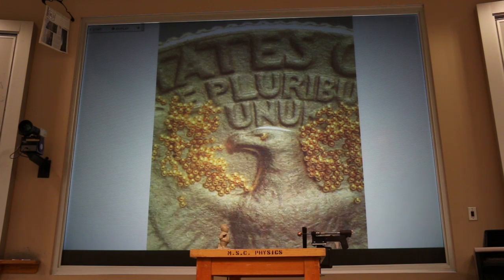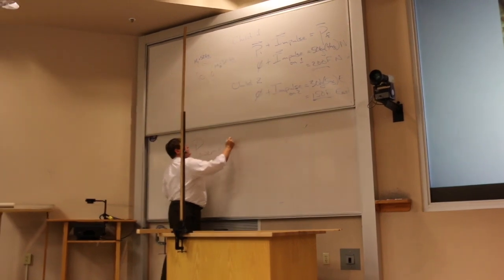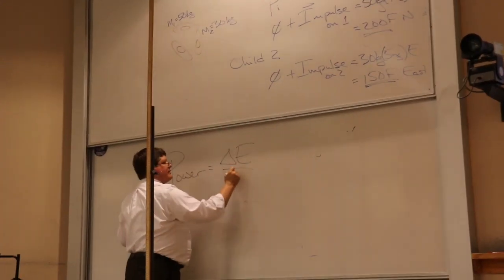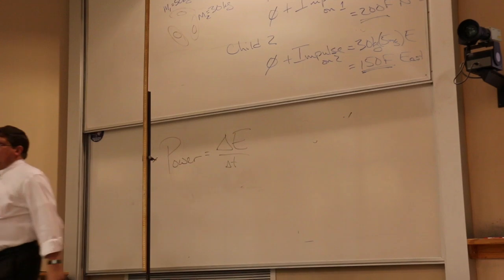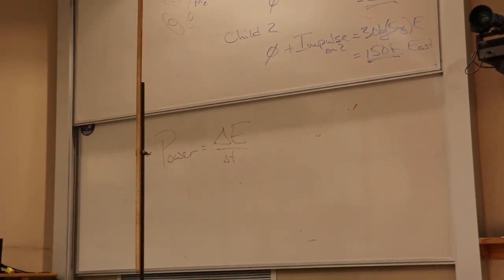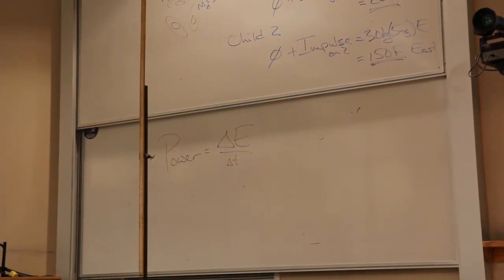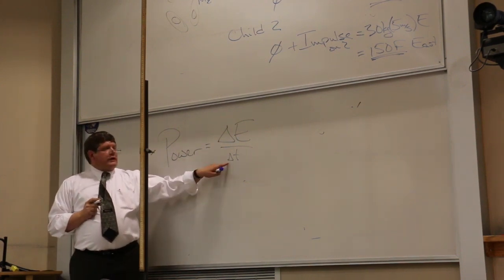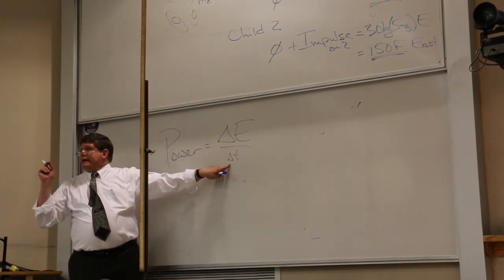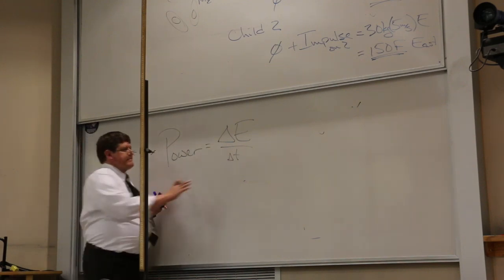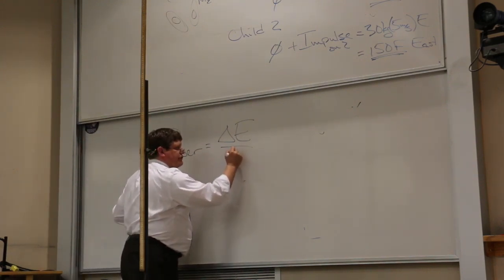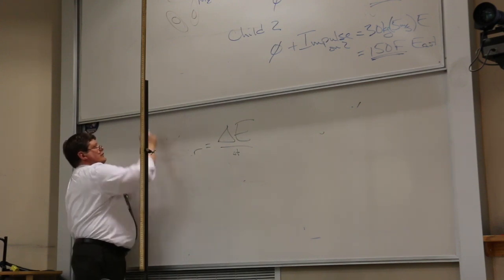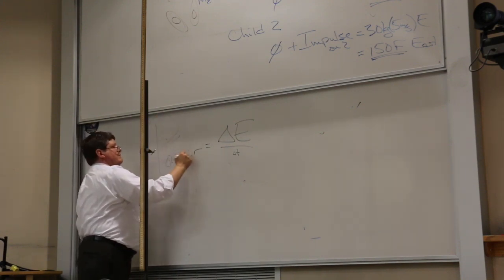Now, when I look at the formula for power, it's the energy that you deliver divided by the time. There's two ways to make this ginormous. One is you could deliver an enormous amount of energy. But that's not the way they do it. They do it by delivering the energy in less than a billionth of a second. If I make this time really, really small, my power gets really, really big.